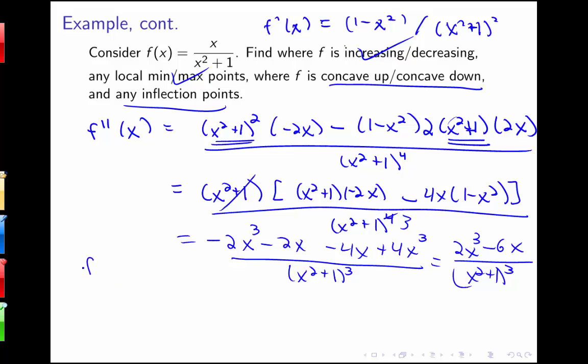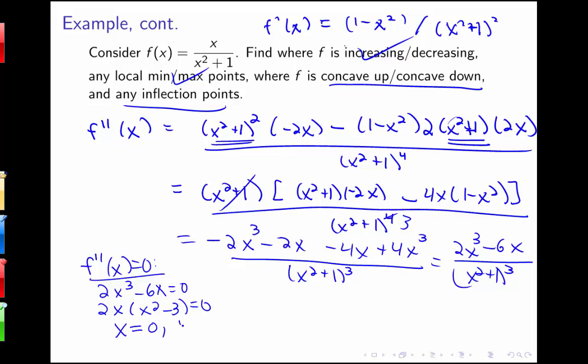So now I need to know, where is this second derivative equal to 0? Well, it's only going to be 0 where that numerator is 0. So that's where 2x cubed minus 6x is 0. So with a little bit of factoring here, I have 2x times x squared minus 3 is 0. So I see it's going to be 0 at 0 and also at plus or minus the square root of 3. Okay, so I have this sign chart for my second derivative where I have values negative root 3, 0, and root 3 on there.